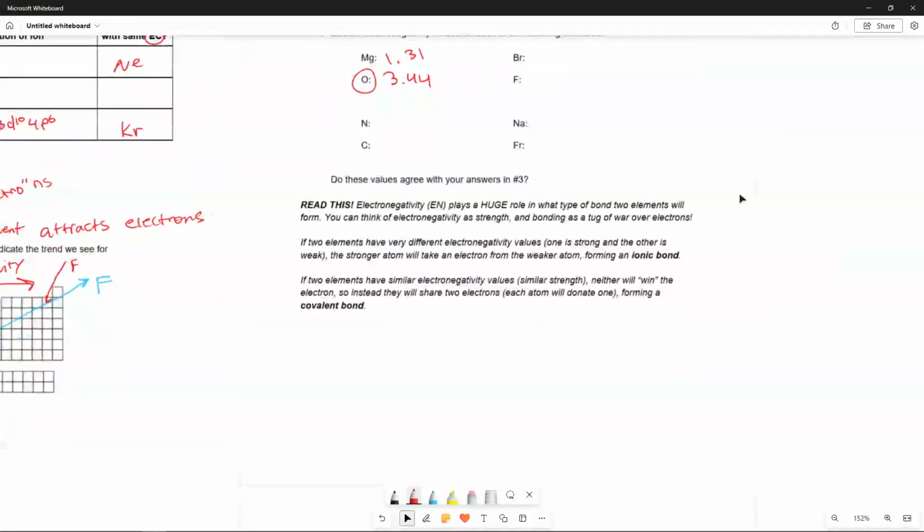All right, read this. Electronegativity, EN, plays a huge role in the type of bond. If the electronegativity values are very different, like, remember, if we take the difference of this, it's like 2 or 1.8 something. I'm not going to do the math, right? It's greater than 1. It's a huge value. So it's going to be an ionic bond. Well, we know that because it's magnesium and a metal.